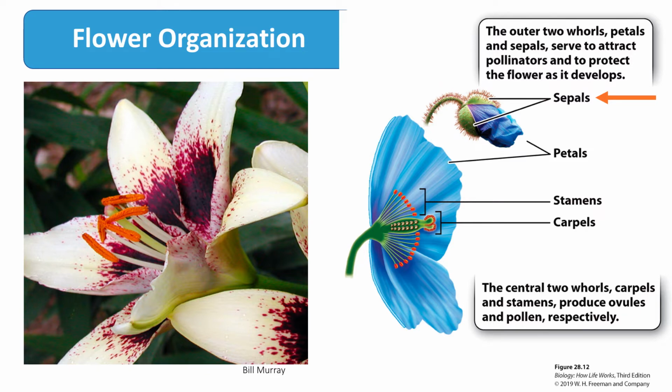The outermost whorl is made up of sepals. Sepals are often green and encase and protect the flower during development. Other sepals may be brightly colored and hard to distinguish from petals. For example, in lilies, the sepals and the petals are not easy to tell apart, and so both are called tepals.